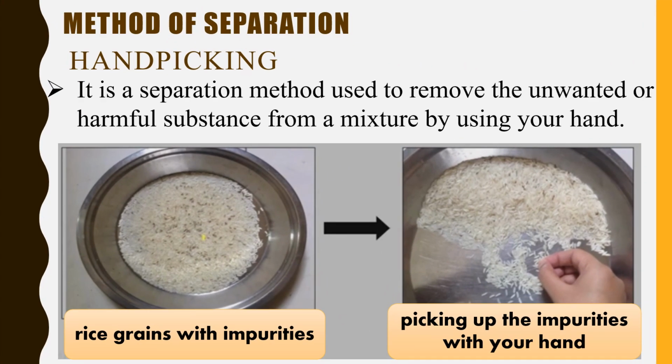So the first method of separation we will study is hand picking. These are rice grains with some impurities. Now to remove these impurities, what will you do? That's quite simple. You will just pick up these impurities with your hand. So this is called hand picking. Hand picking is a separation method used to remove the unwanted or harmful substance from a mixture by using your hand.